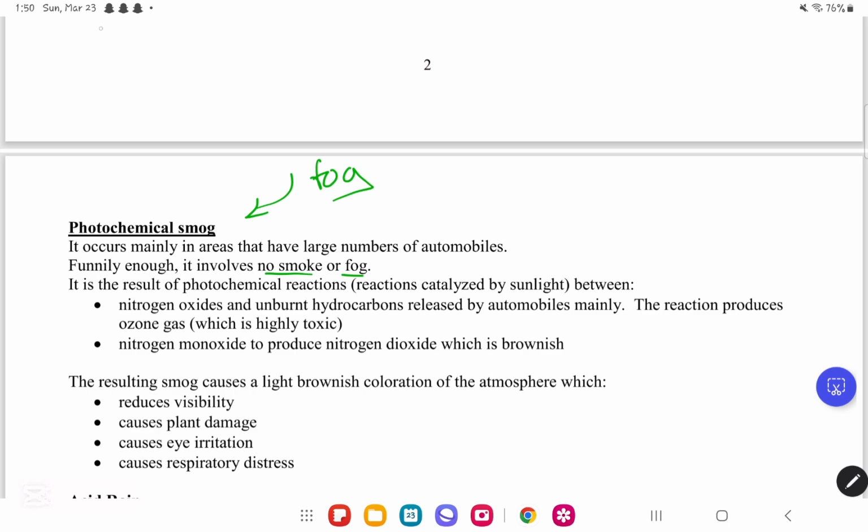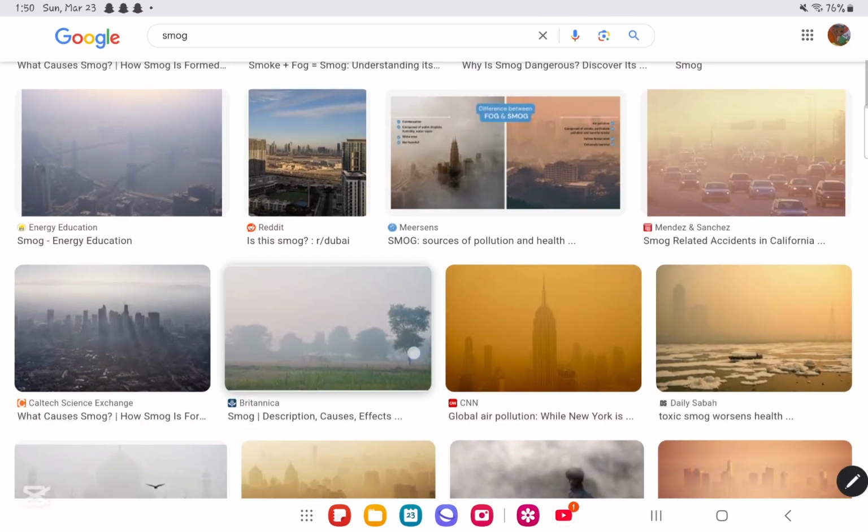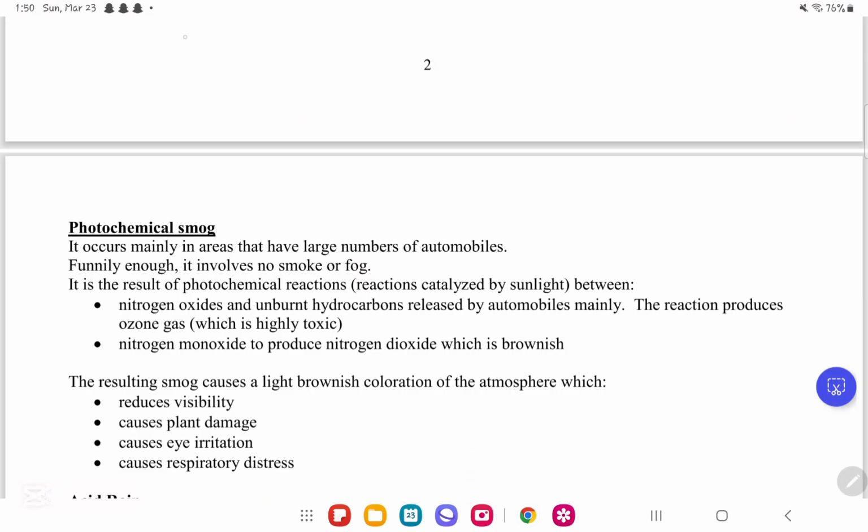Actually, let me just search it up and show you. It looks something like this. So as you can see, it's not fog, but it's similar to fog in a sense, you know? Alright, it is the result of photochemical reactions. So, reactions catalyzed by sunlight between nitrogen oxide and unburnt hydrocarbons and nitrogen monoxide to produce nitrogen dioxide, which is brownish. Okay, so very simply, nitrogen oxides react with unburnt hydrocarbons, catalyzed by the sunlight, and it will produce ozone gas, which is highly toxic.